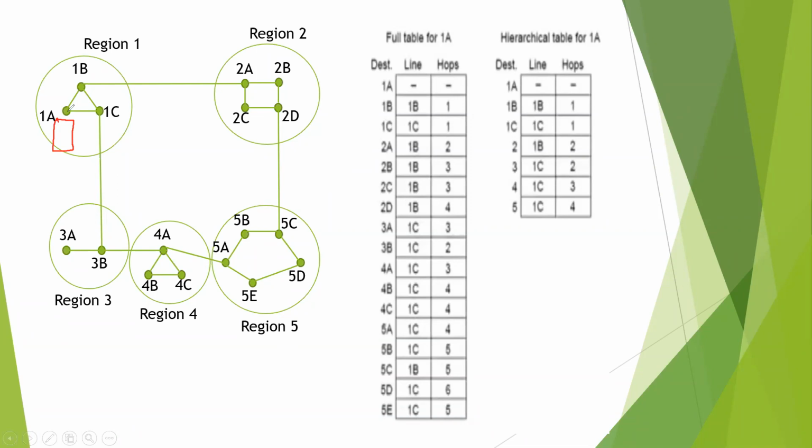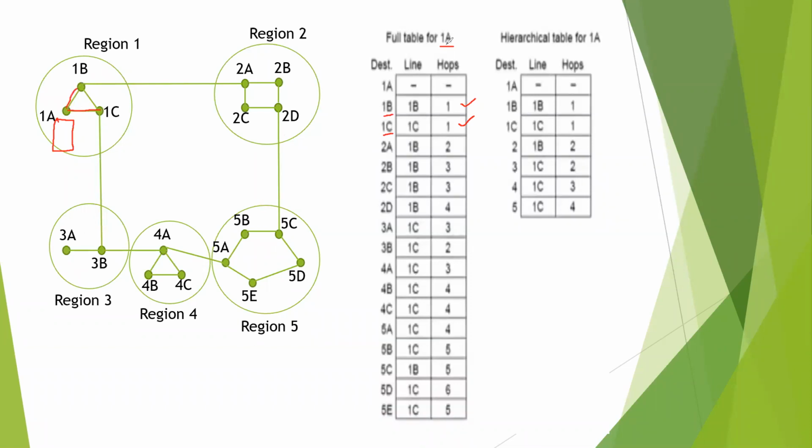So 1A to 1A, it will not go, so it will be a dash. If I'm going from 1A to 1B, it will take one hop. That's why you can see, if I'm going to 1B, it has taken one hop. Similarly, if I'm going from 1A to 1C, it will take again one hop. And the line chosen is direct, like this line only, 1A to 1B. Similarly, 1A to 1C, the direct connection is there.